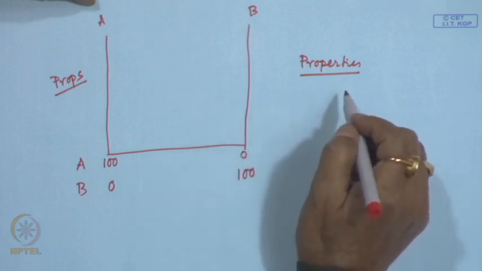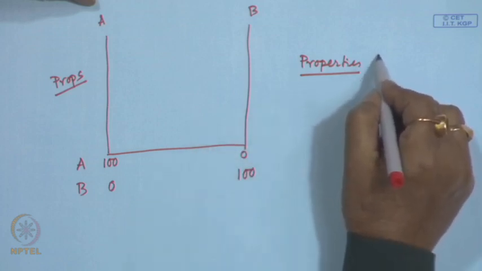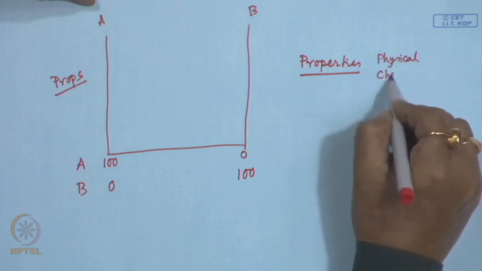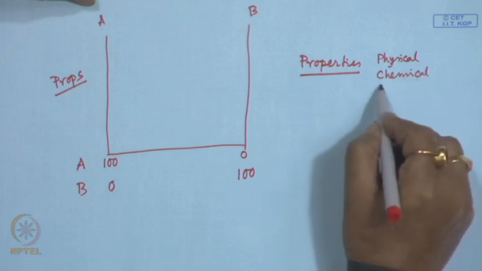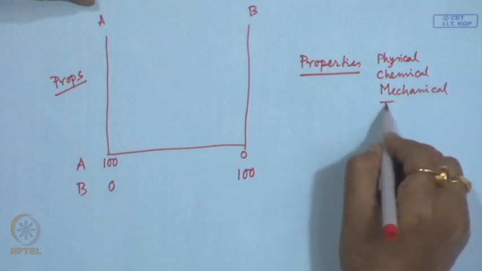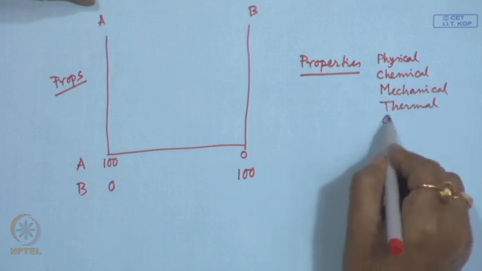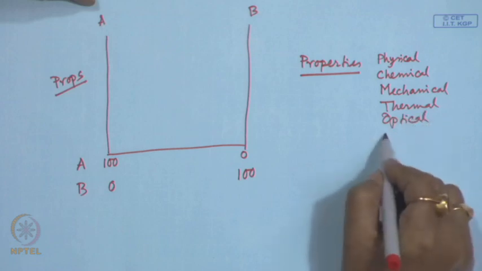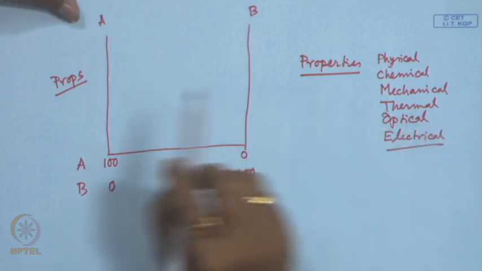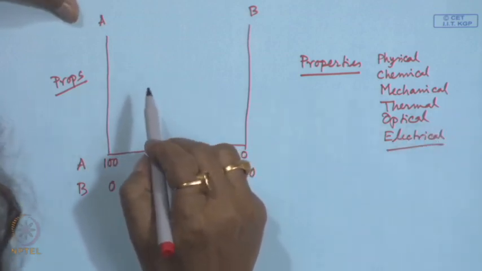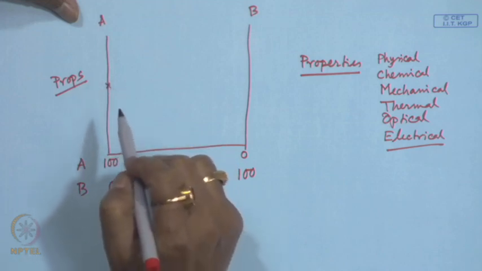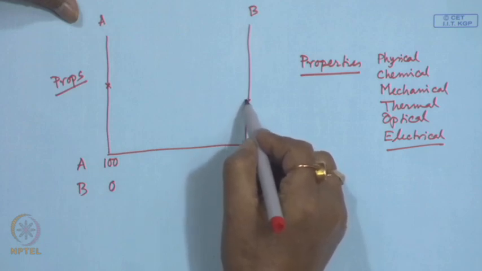and one can evaluate the properties of those different compositions. Properties I mean that can be physical properties, that can be chemical properties, that can be mechanical properties, that can be thermal properties, that can be optical properties, that can be electrical properties, etc. So and so. Okay. So, in general these properties can change. Suppose here lies the properties of A and here lies the properties of B.